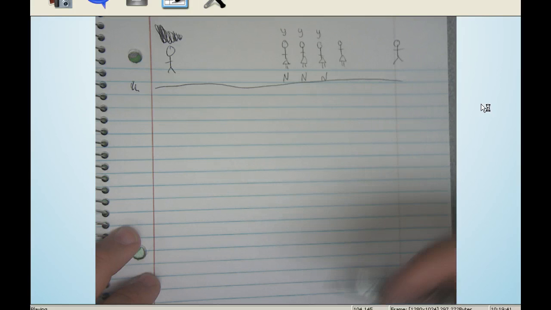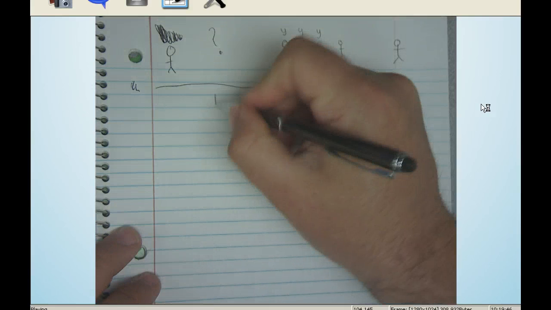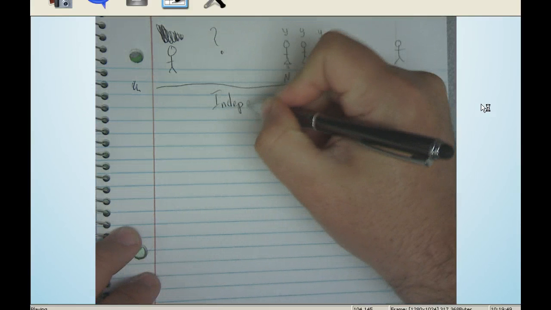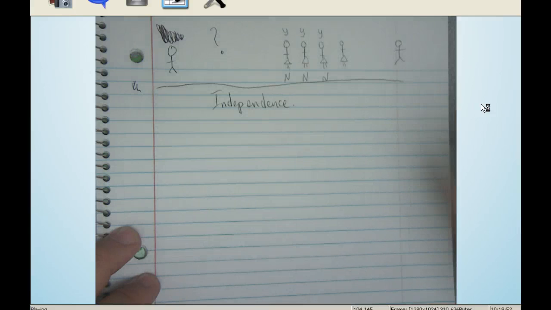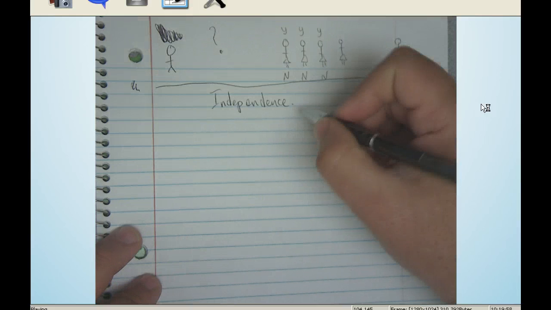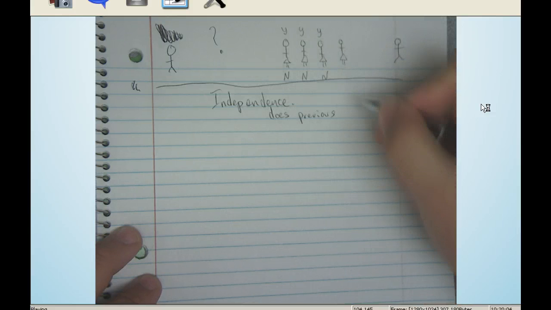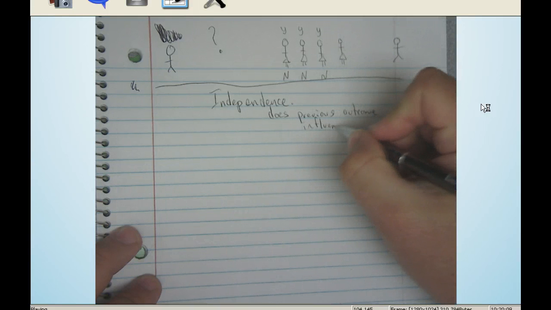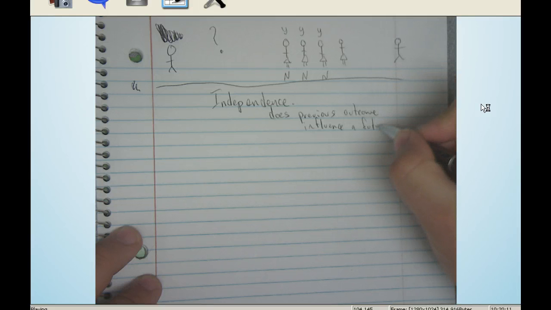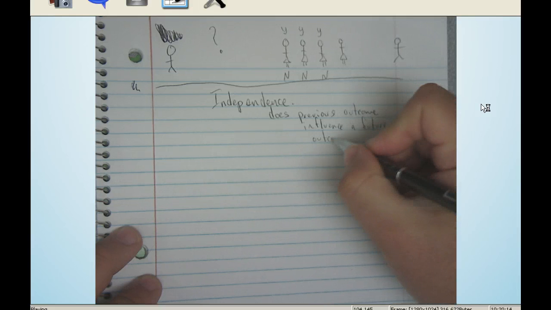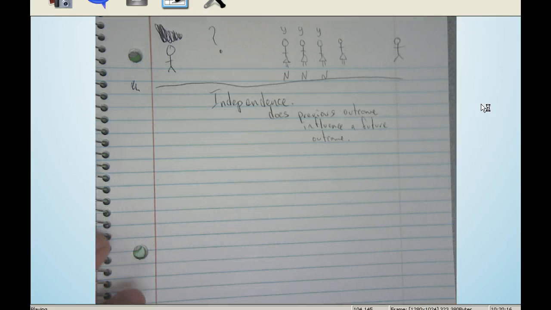And so this is a question that we could ask ourselves, and it has to do with independence. Okay? When we say independence, we're talking about the probability of an event occurring, and we ask ourselves, does some previous outcome influence a future outcome? So let me give you an example.